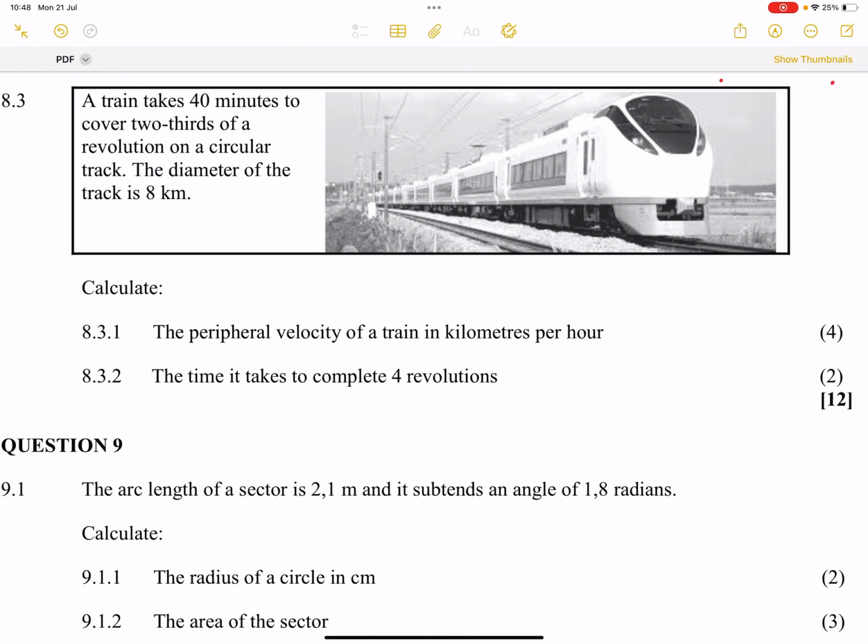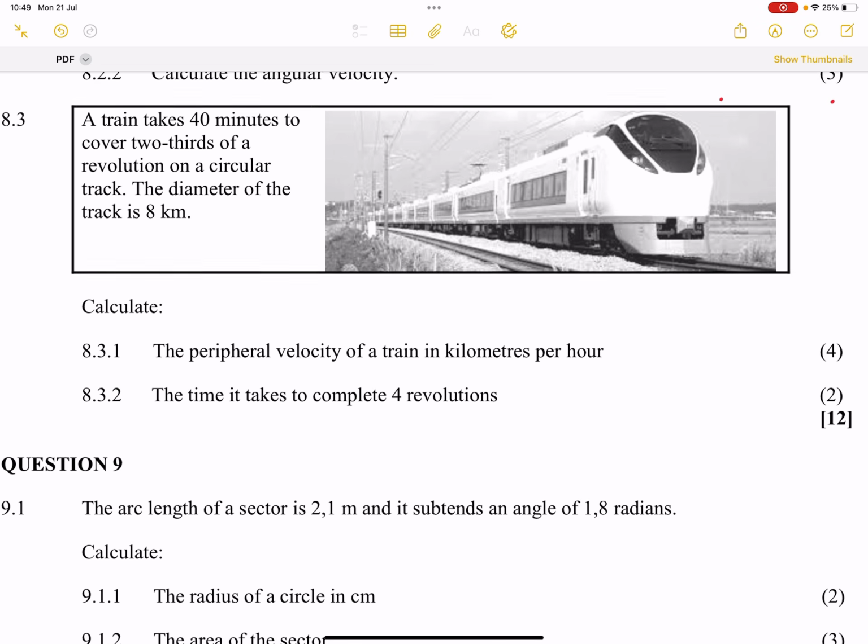All right, so now we are looking at 8.3, the story about the train. So let's get right into it.